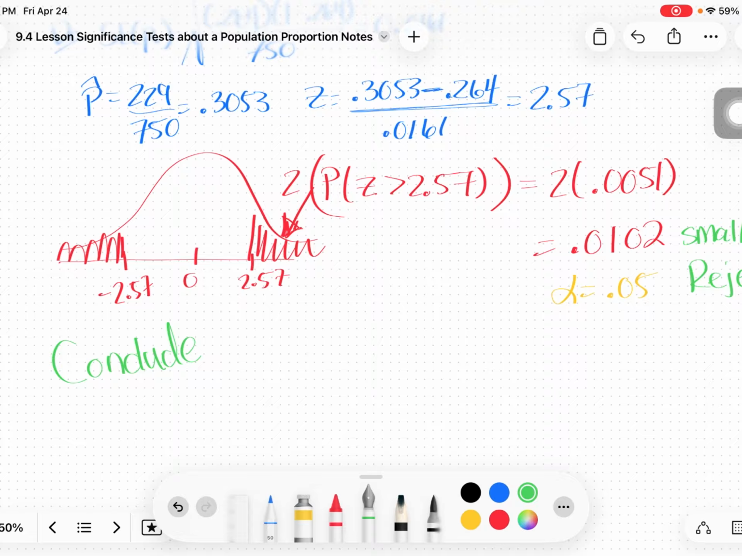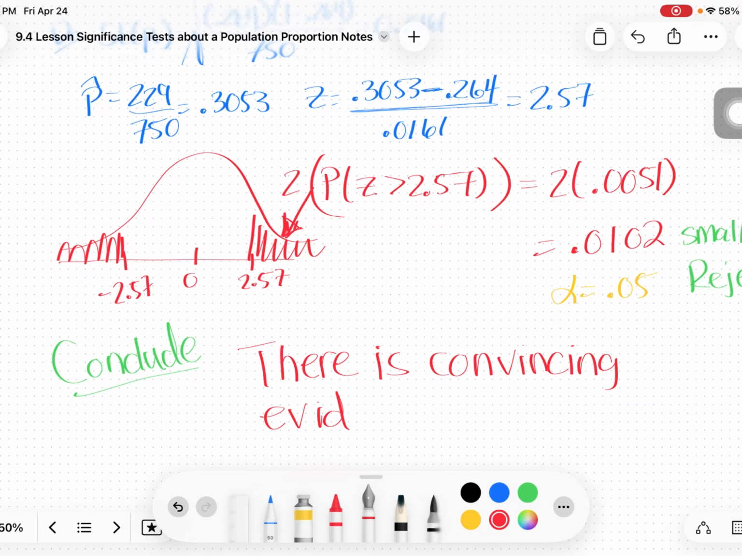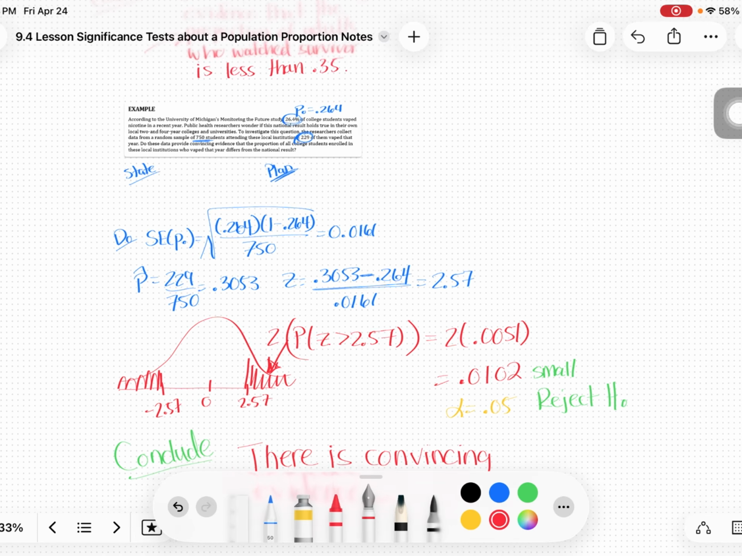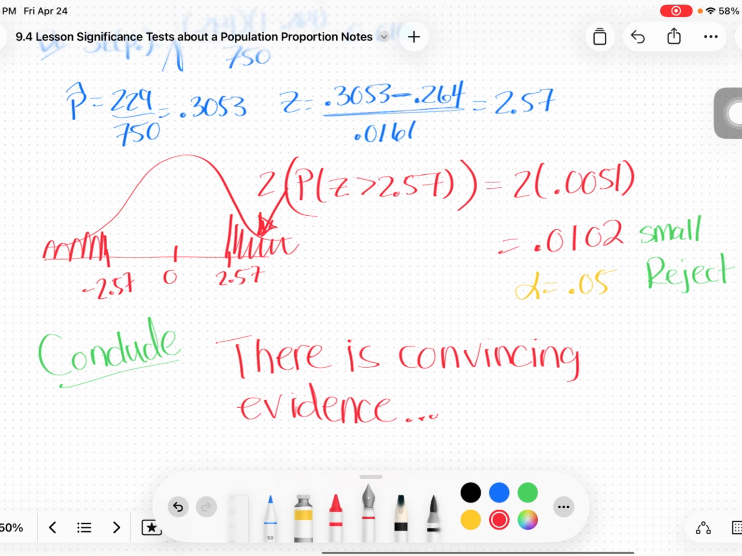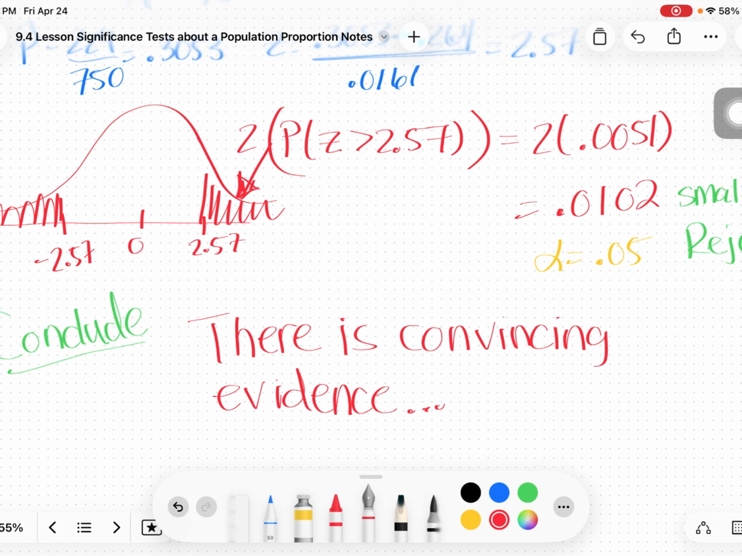When we conclude, we are going to say there is convincing evidence. And so much like I asked you to do the state and plan portion, I want you to try and complete this conclusion. There is convincing evidence because we rejected the null. We rejected the null because the p-value was small. And I want you to bring the context in here and try to finish the conclusion. Check it with me when you're done, and then you can go ahead and do the practice. And as ever, take your time on that, and good luck.